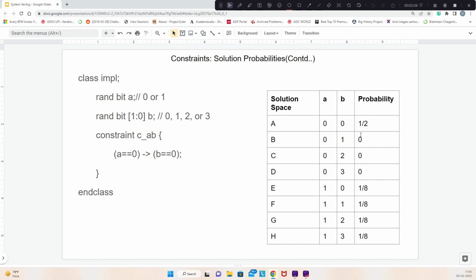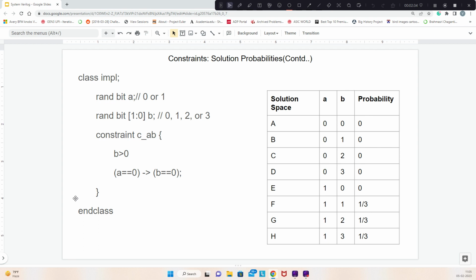Now in the earlier table we saw that each value has 1 by 8. Now all the probabilities of these values will be merged to 1 by 2. Like 4 into 1 by 8 is 1 by 2. All this solution space will be merged to this one, because whenever a is 0, the only possible value is b equal to 0. So the probability of getting this solution is 1 by 2, and the other solutions are as earlier, 1 by 8, 1 by 8, 1 by 8.